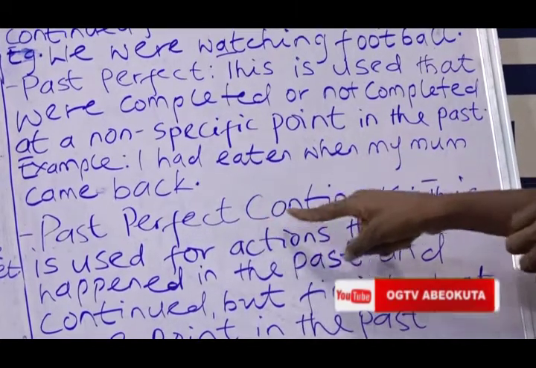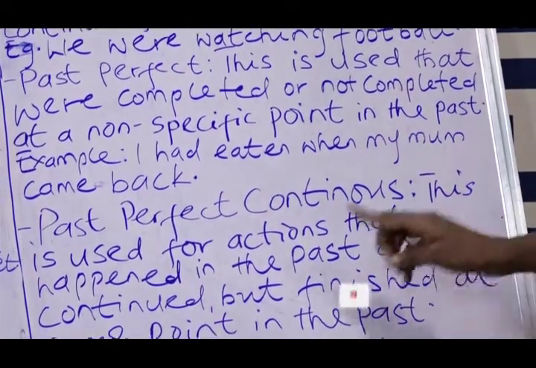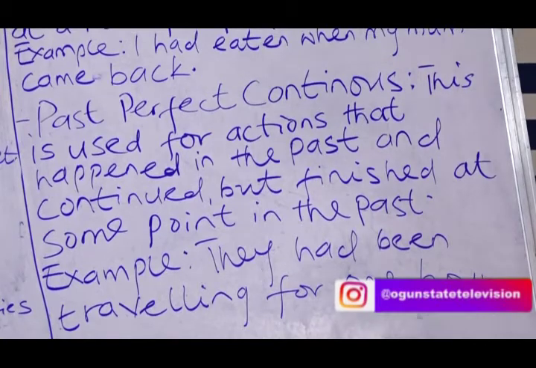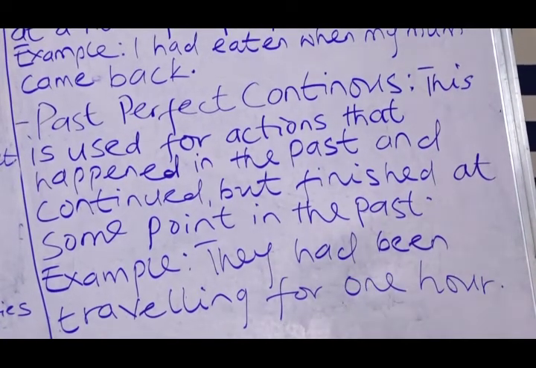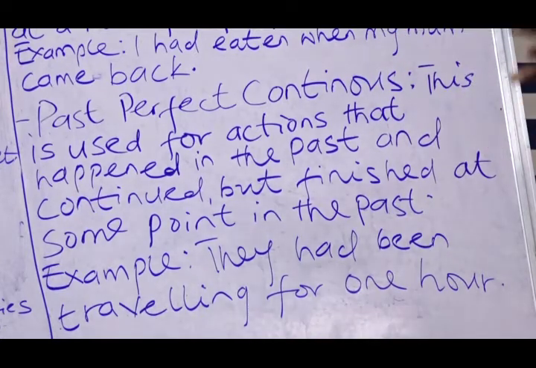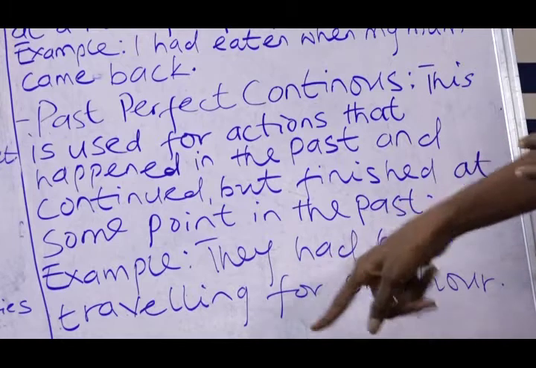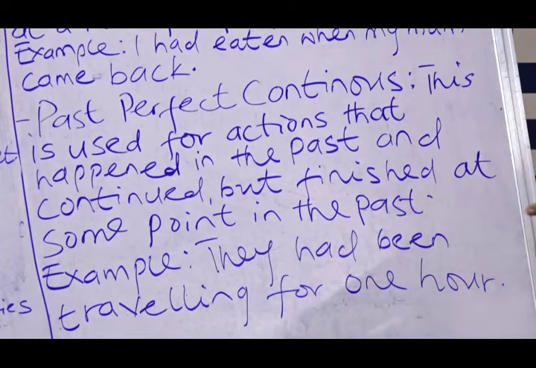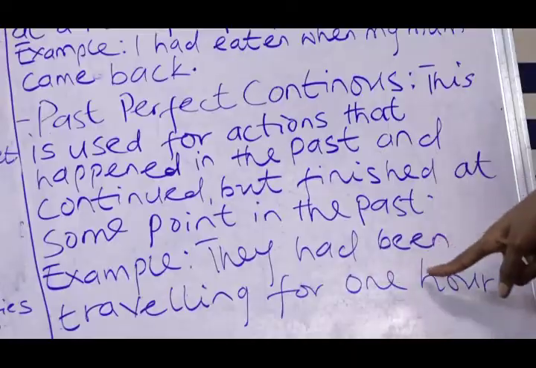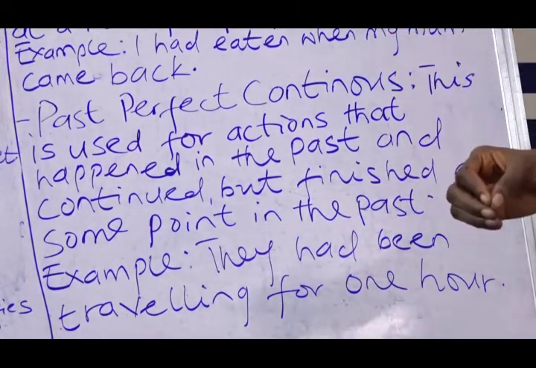Now, the past perfect continuous. This is used for actions that happened in the past and continued, but finished at some point in the past. They happened in the past, but continued for a period of time, but then finished at some point in the past. Now, example, they had been traveling for 1 hour. Let's take, for instance, you were traveling and something happens on the road. Maybe the car got a flat tire. You can say they had been traveling for 1 hour before the car broke down.